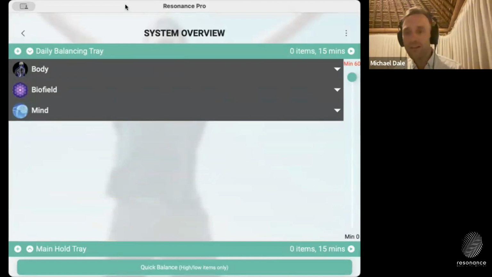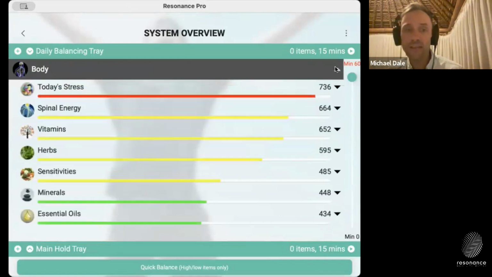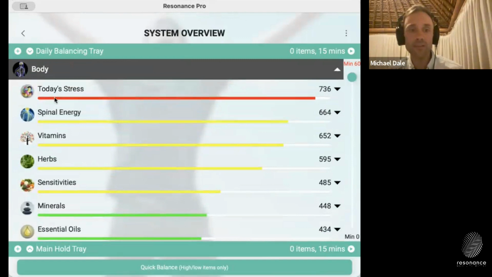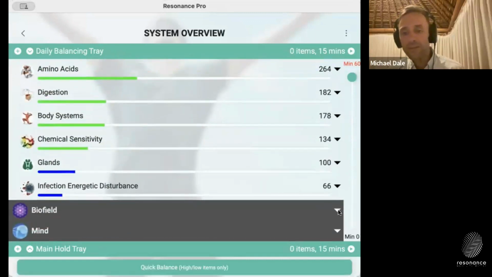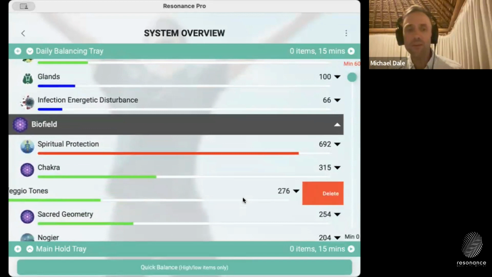What we're analyzing is your voice. Although we're hoping for complete accuracy, there may not be a perfect representation of what's happening in your body through your voice. You're going to see a lot of different levels when you do your first voice analysis. For example, today's stress, I'm in the red. Spinal energy, vitamins.